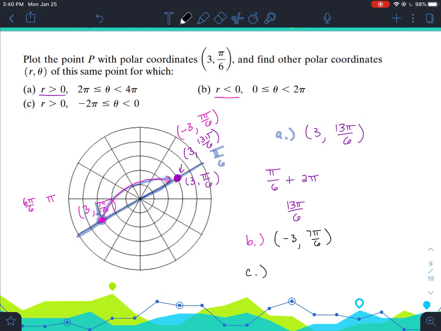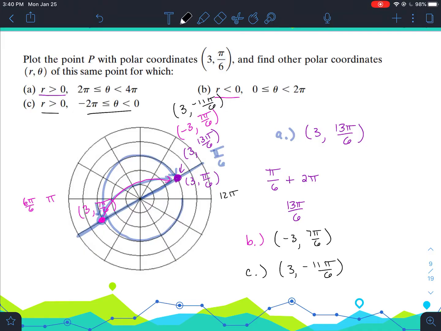For part C, it wants the radius to be positive and a negative angle. So for that, I want to rotate backwards. I need to rotate all the way back to here so that I would have a negative angle. So my radius is positive, but I want a negative angle. Well, I've rotated 330 degrees in the negative direction. So that is going to be negative 11π/6. So that is (3, −11π/6).